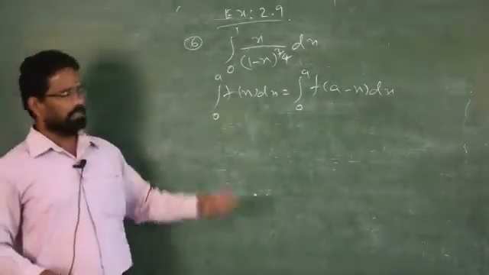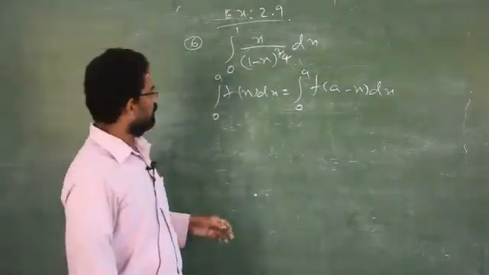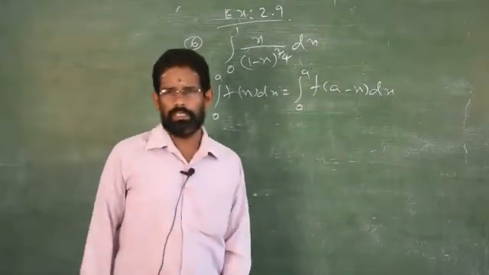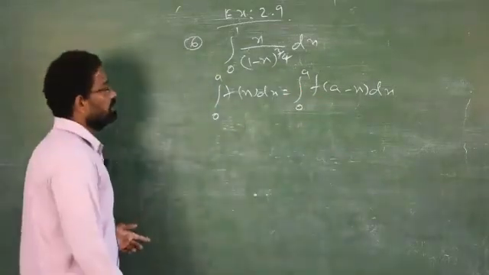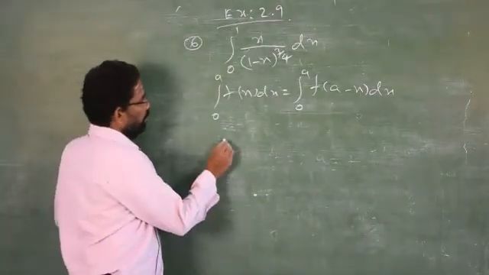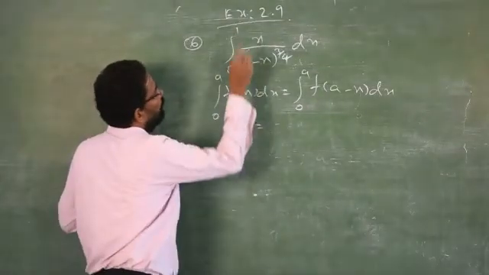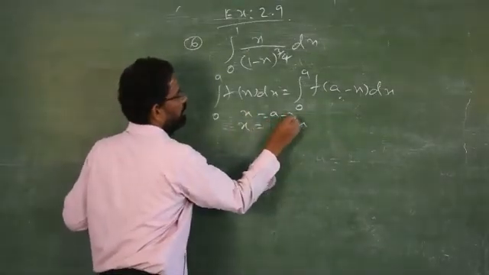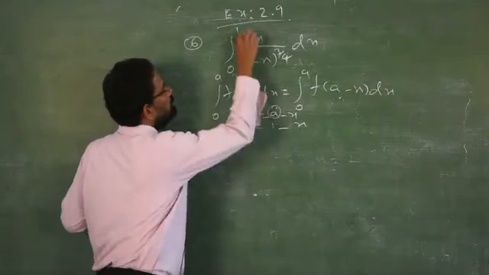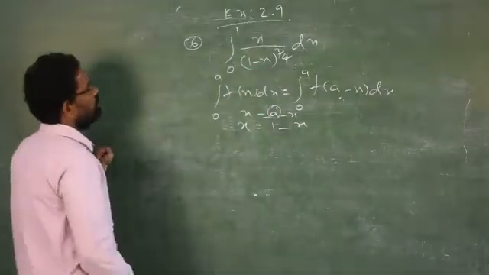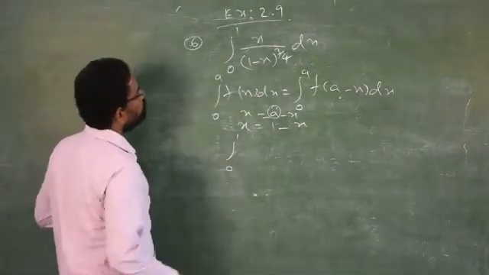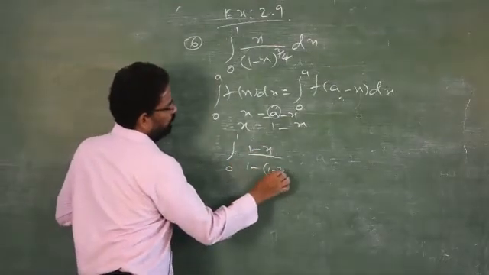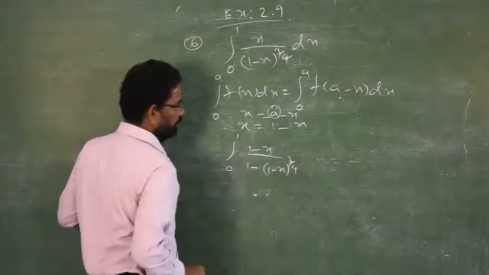So when you apply this method, please remember that if it can be directly integrated after applying this property, you can integrate. Otherwise, you will go for the I method. Yesterday itself I said very clearly. So now I am replacing x by a minus x. You have to replace x with a minus x. What is a here? It is given as 1. So 1 minus x. So 0 to 1, 1 minus x by 1 minus of 1 minus x power 3 by 4.